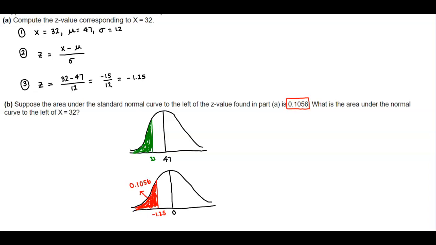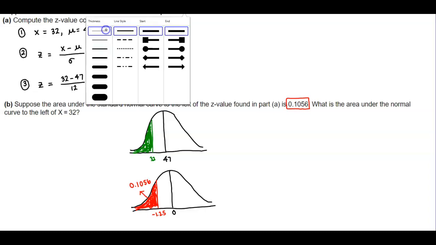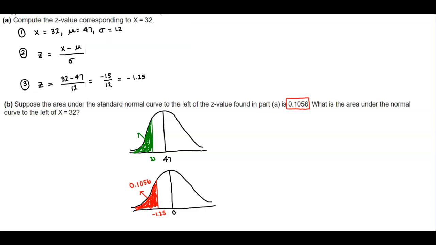0.1056. So it says, what is the area under the normal curve to the left of x is equal to 32? Well, that's the same thing. The area is going to be also 0.1056 because we converted these numbers into the standard normal curve. So therefore, our answer is 0.1056.